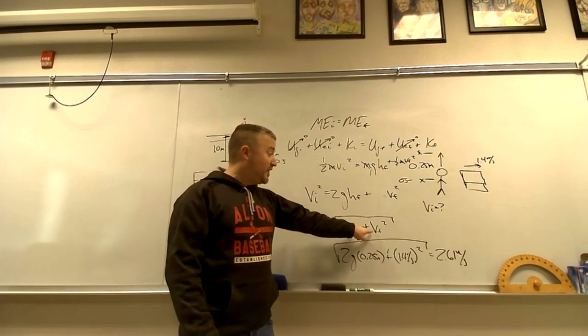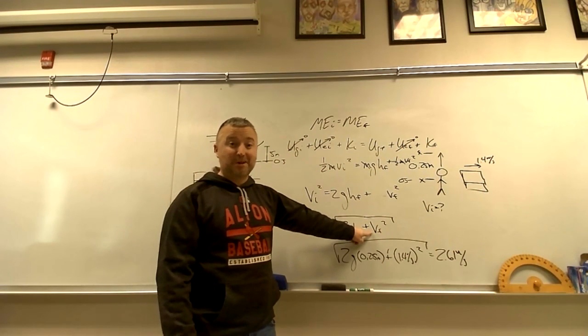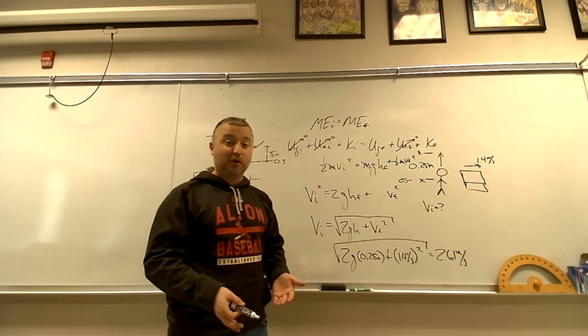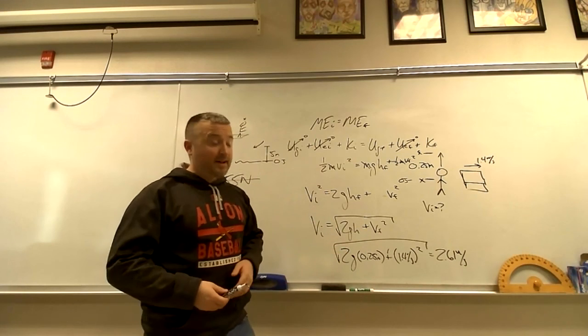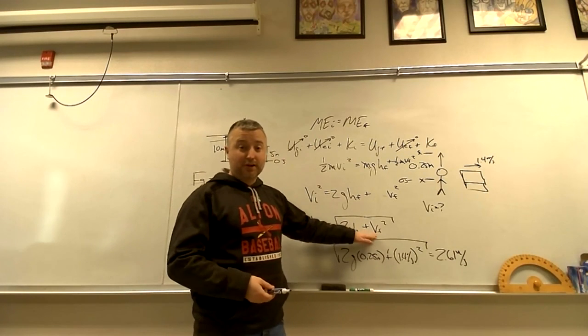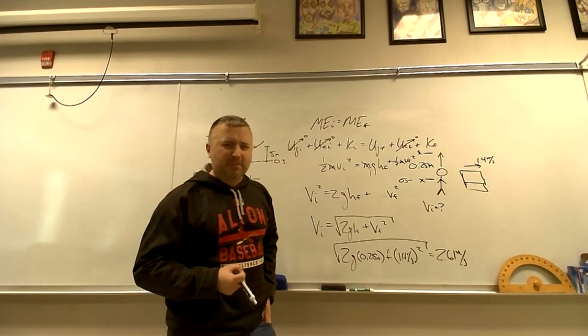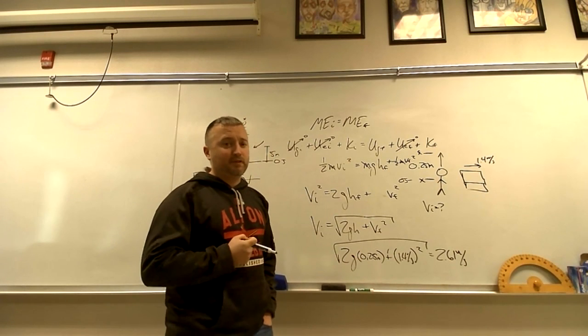You see again that my way of doing this actually serves for both part A and part B. For part A, this would have just been 0, so it would have been the square root of 2 times G times H, and part A would have ended up as, I think, about 2.21, if you've done it correctly.